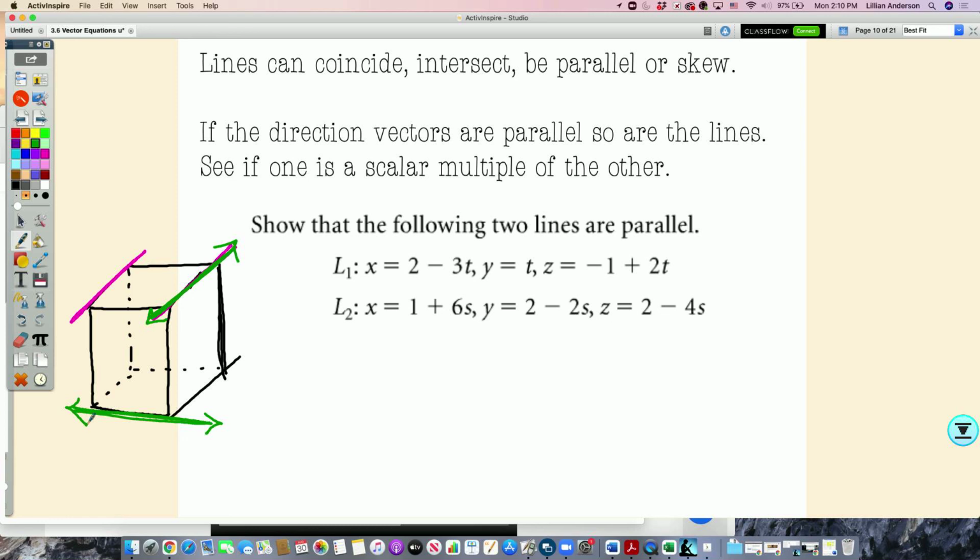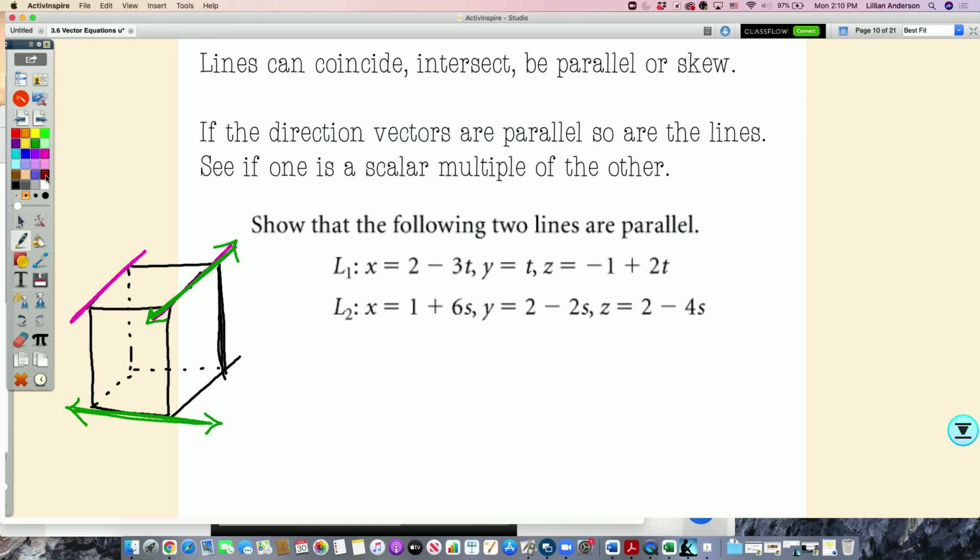If you are trying to determine if lines are any one of those three, you will want to look at the direction vector of each line and go through a series of different processes. So we're going to look at a few examples of lines and determine if they're parallel, if they intersect, and if they do, at what point, or if they're skew, et cetera. If they're parallel, don't forget they're scalar multiples of each other.